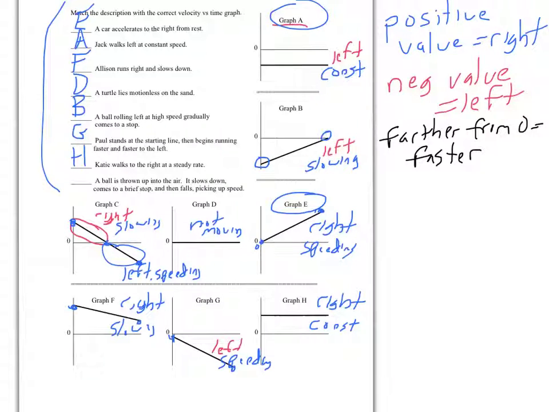I know we said right and left, but remember, it really doesn't always have to be to the right. It could be up if we want to consider that the positive direction. It's really whatever we decide. But the last graph is C, and that seems to describe that. So that's how I would go about this.